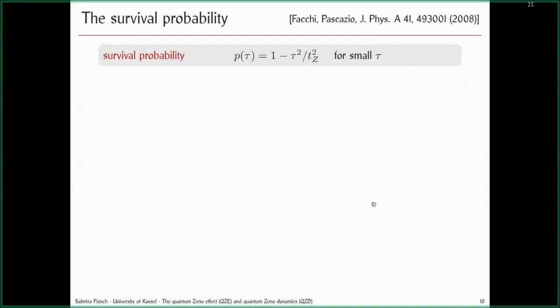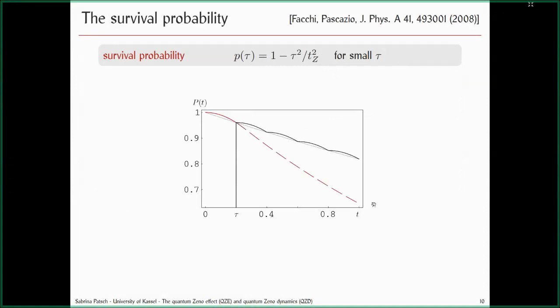So let's talk a bit more about the survival probability. This is the same formula as we've seen before on the slide before. And I want to remind you this is only valid for very small times tau in between two measurements, because we made the expansion of the unitary for small values of tau, so only the second order expansion. Then we can look at how it actually looks like.